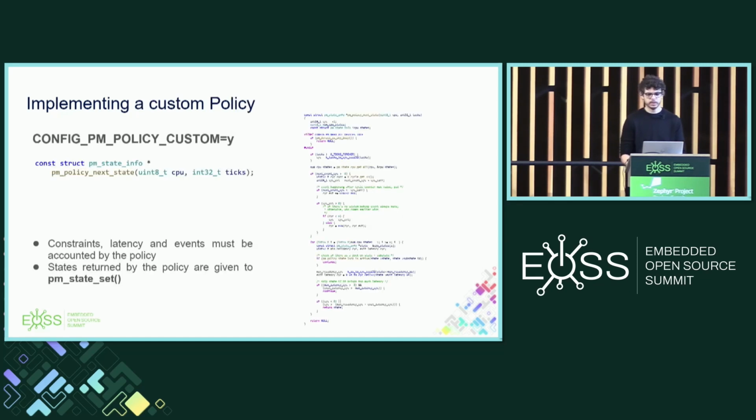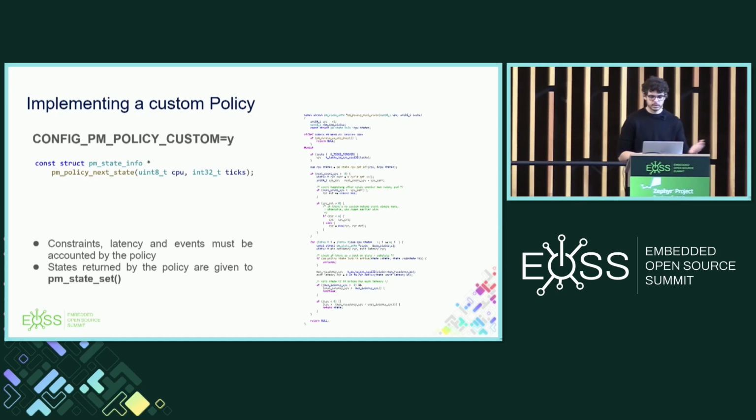Following up, if you want to implement your own policy manager, there are 2 things that have to be done. First, disable the default policy, and second, implement this function, the PM policy next state. The policy is where the power state constraints and latencies are accounted for. So you have to account for these constraints that are imposed by other parts of the system and application. So if you're writing a policy and want to use state constraints and latency constraints, you have to check this in your own policy.